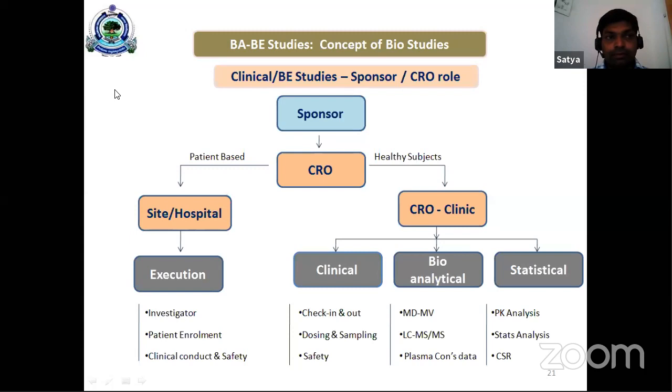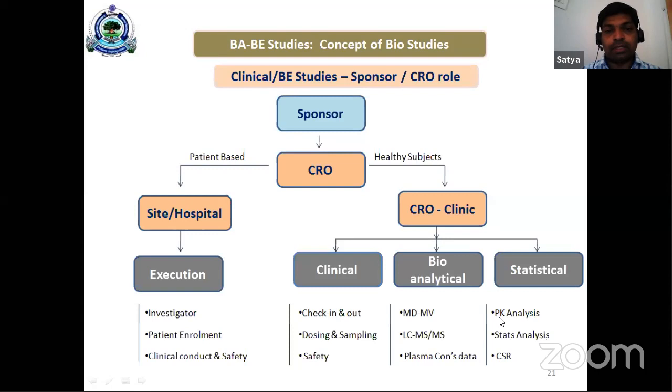So the second phase would be MDMV, meaning method development and method validation, and they will analyze samples through LC-MS methods, and the plasma concentration will be shared with the statistical team. They will do PK analysis using Phoenix WinNonlin software and statistical analysis using SAS software, and the CSR will be prepared. This would be the overall bioequivalence studies concept.